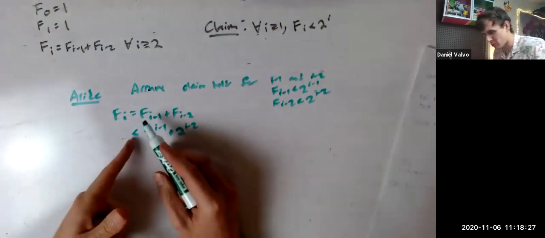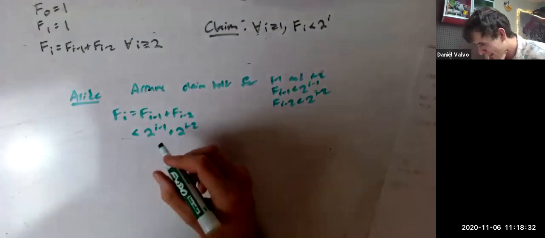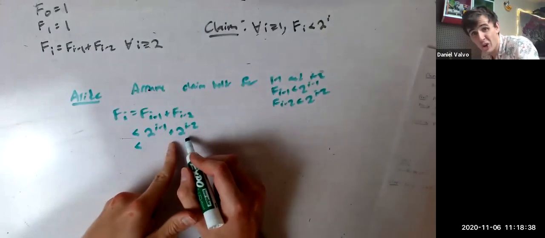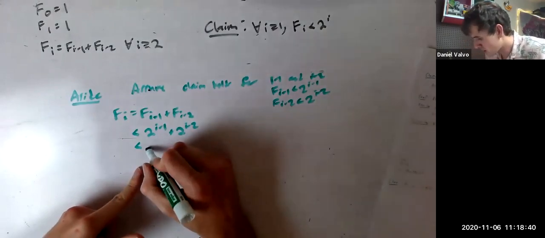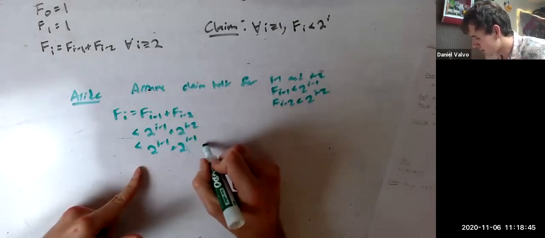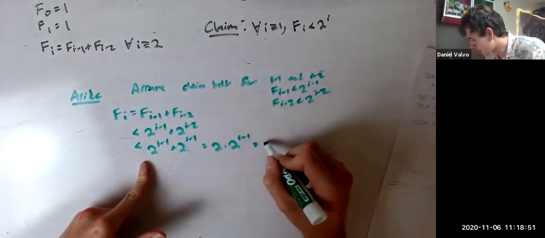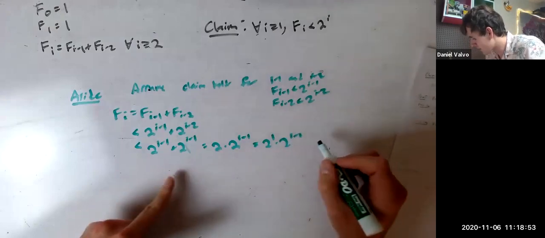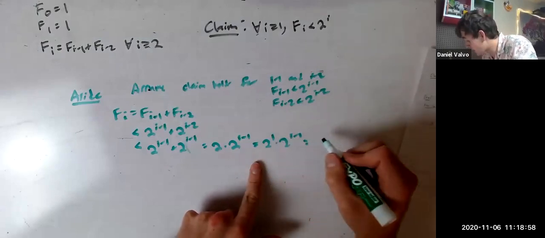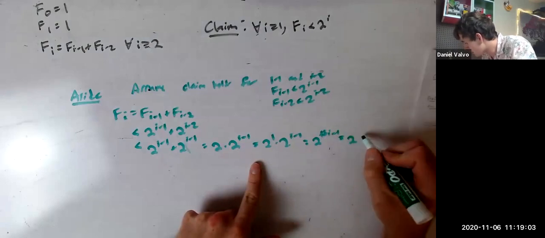All right? Because F(i-1) is less than 2 to the i-1, F(i-2) is less than 2 to the i-2. But then, we can be a little clever here. Notice that 2 to the i-2 is certainly less than 2 to the i-1. This is less than 2 to the i-1 plus 2 to the i-1. And then we have 2 copies of 2 to the i-1. This is 2 times 2 to the i-1, which is 2 to the 1 times 2 to the i-1. And if we use our exponent rules, because we have a common base, we can add the powers. This is 2 to the 1 plus i-1. Well, the 1 and the 1 cancel, so it's just 2 to the i.